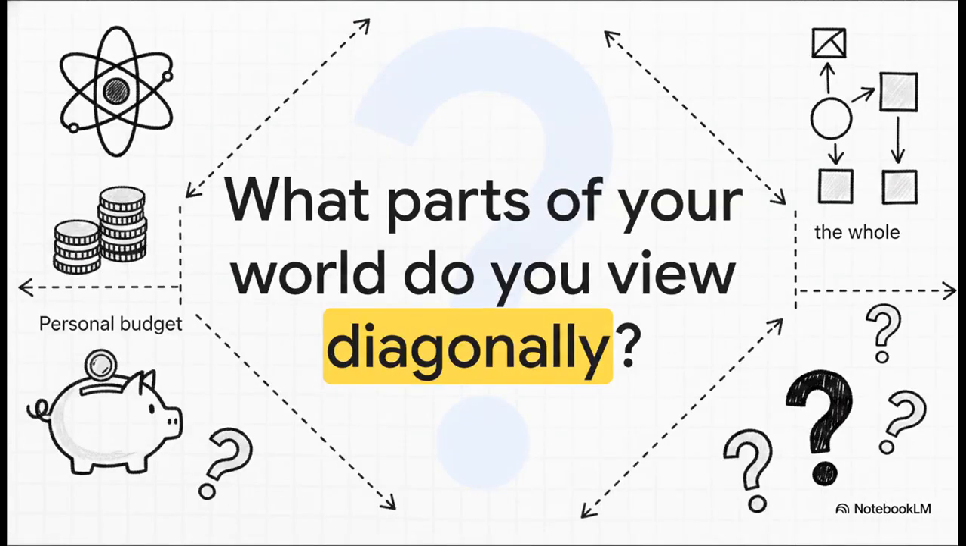Which leaves us with this final thought. We've seen exactly how this 2x2 framework maps the mechanics of reality, from quantum physics to your personal budget. The parts construct the whole, and the whole governs the parts. So if the world truly relies on these continuous cross-scale loops, what parts of your own life are you only viewing diagonally?